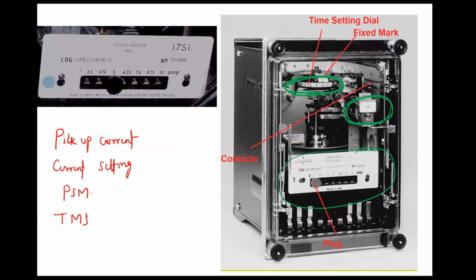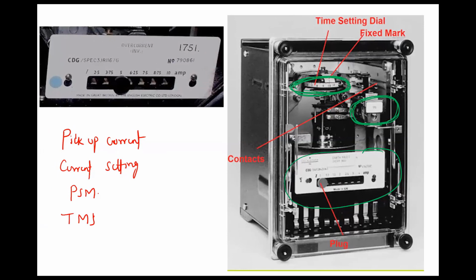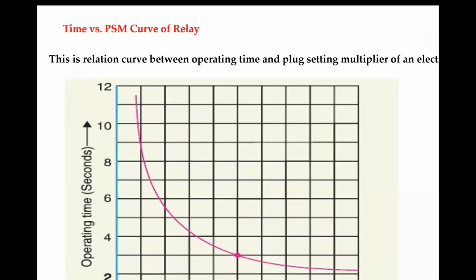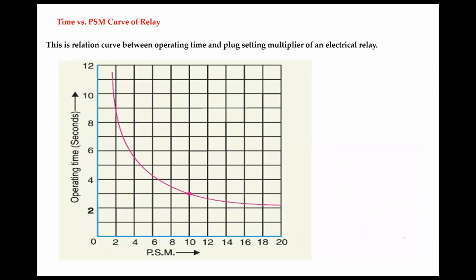So electromechanical relays will be like this. Nowadays, these are very rare. You go for numerical relays, everything will have a digital display. So the characteristic curve of the overcurrent relay is the curve between operating time versus PSM.